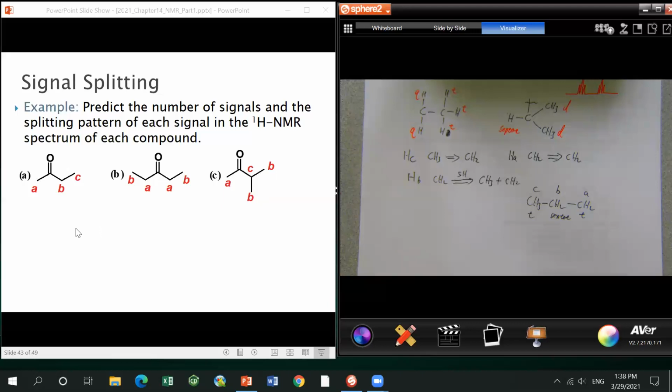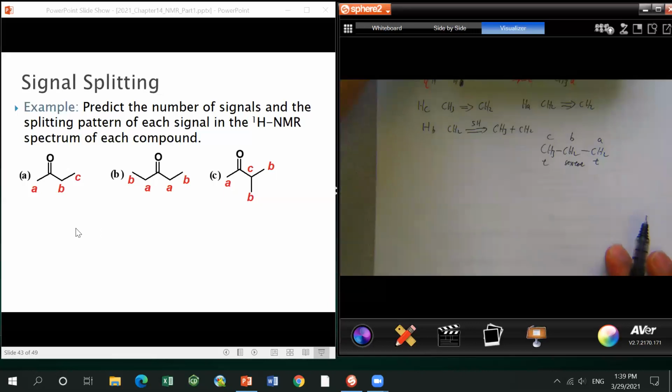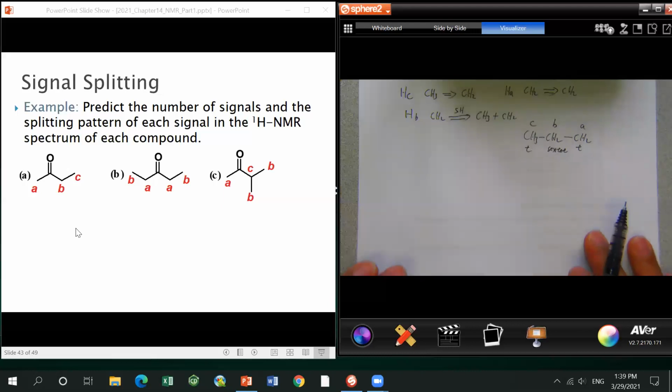And if you cannot remember the names for the different split patterns, write down 1 peak, 2 peaks, 3 peaks, 4 peaks, 5 peaks, something like this. So the n plus 1 rule, okay, n plus 1 rule.